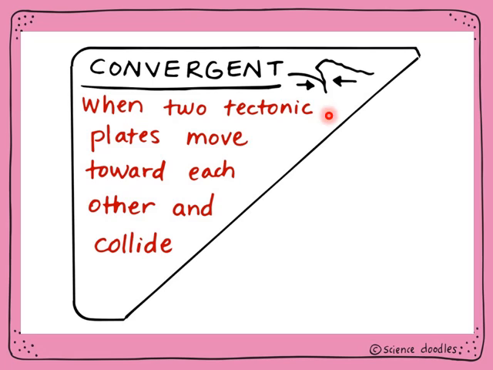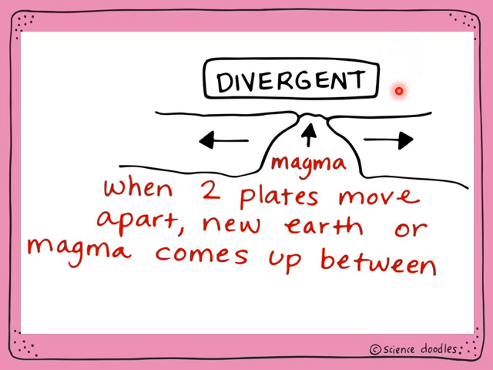So here we have convergent, when two tectonic plates move towards each other and collide. Remember, collide means to run into each other. So this plate's moving to the right, this one's to the left, and they are running into each other in the middle. Here we have a picture of a divergent boundary, moves to the left, this one's moving to the right, magma fills up the gap. So this is when two plates move apart, new earth or magma comes up between.